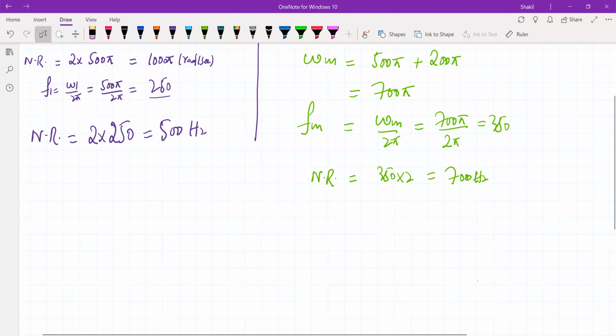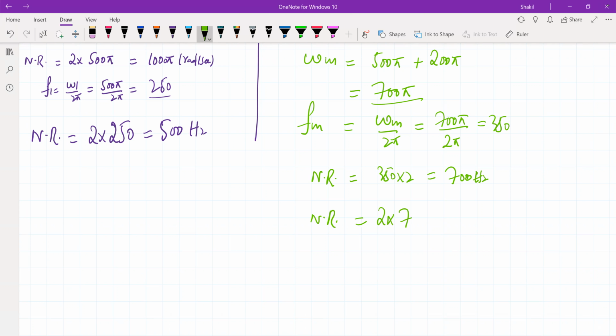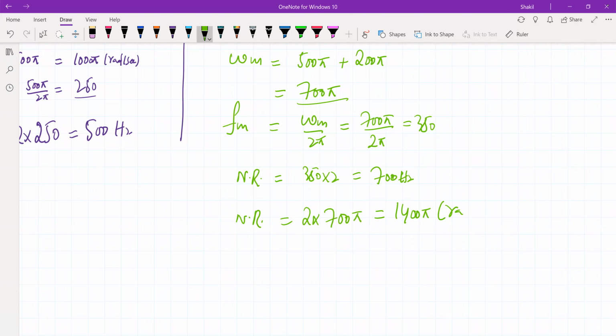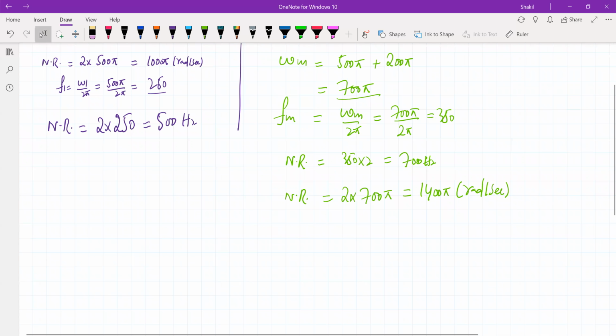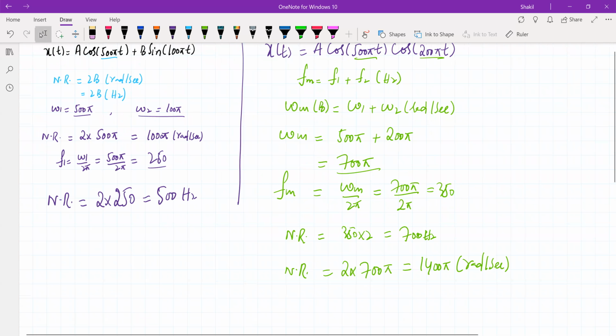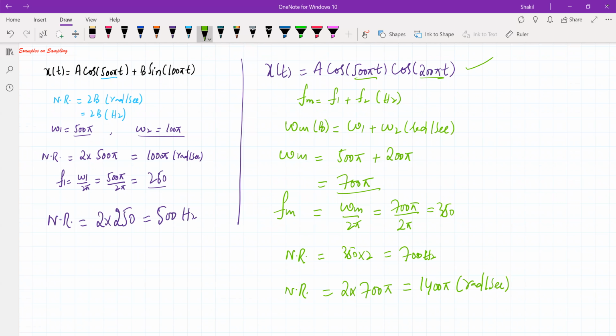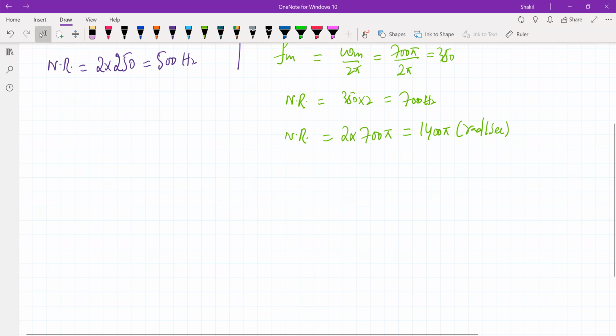That is 700 hertz, or simply 700 samples per second. In radians, the Nyquist rate will be 2 multiplied by 700 pi, that is 1400 pi radians per second. So this is the sampling rate in radians. This is the second case, when the two signals are multiplied with each other.